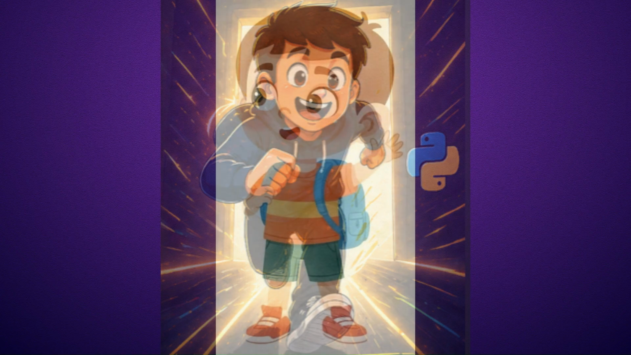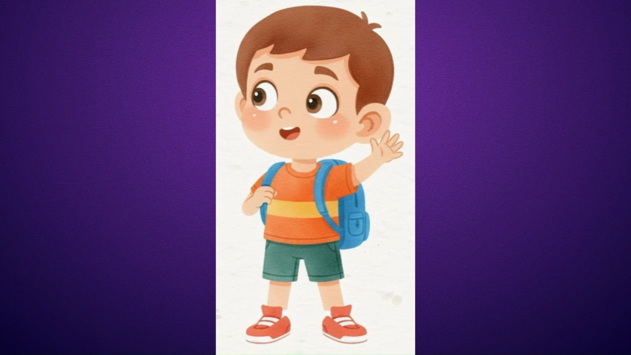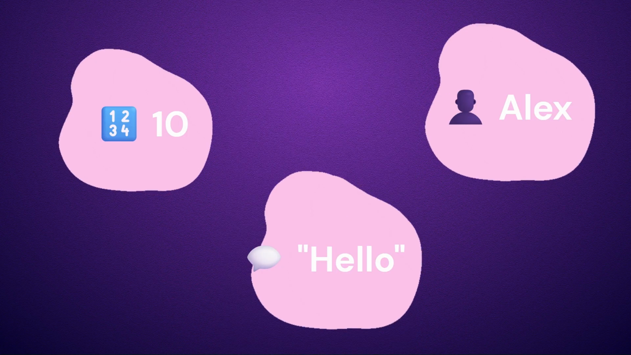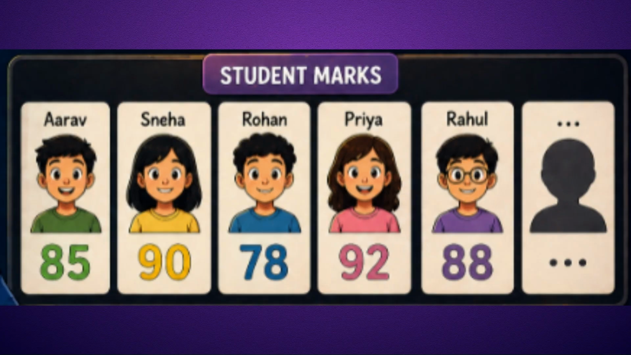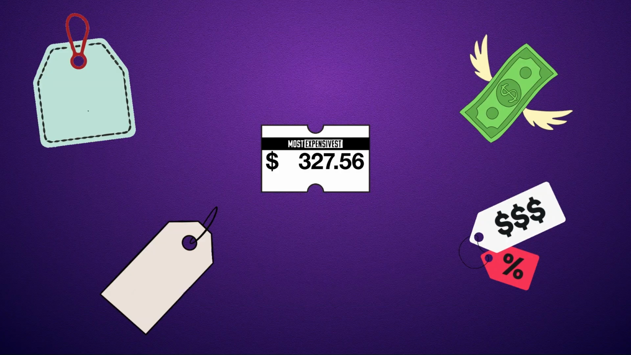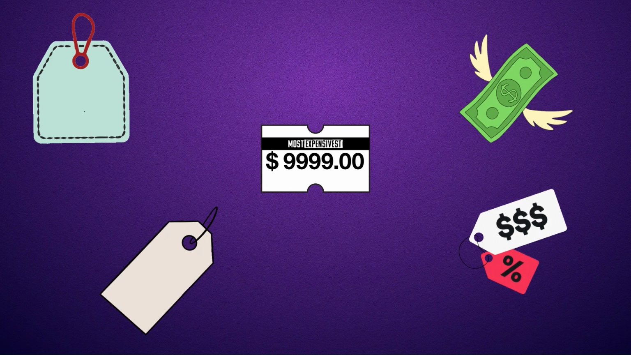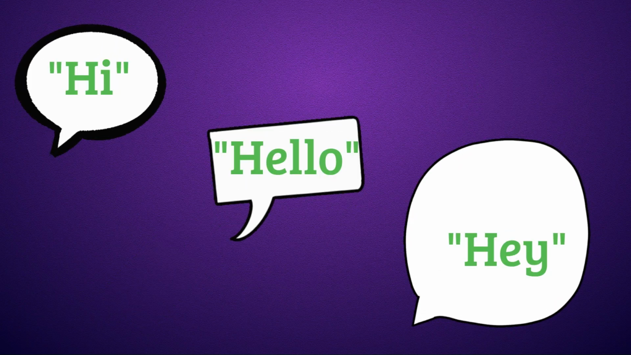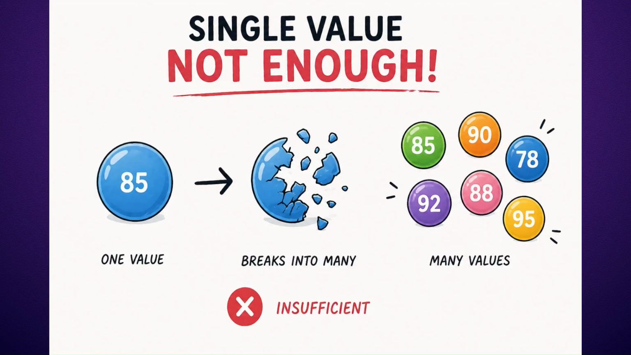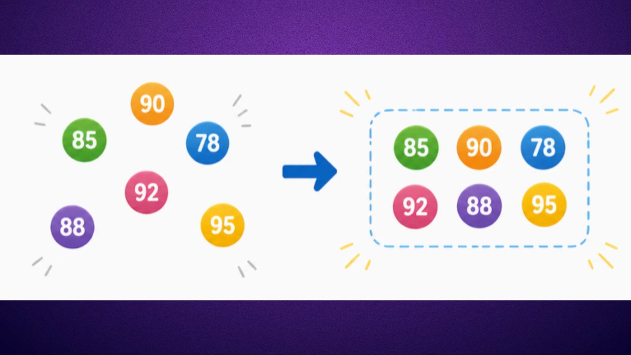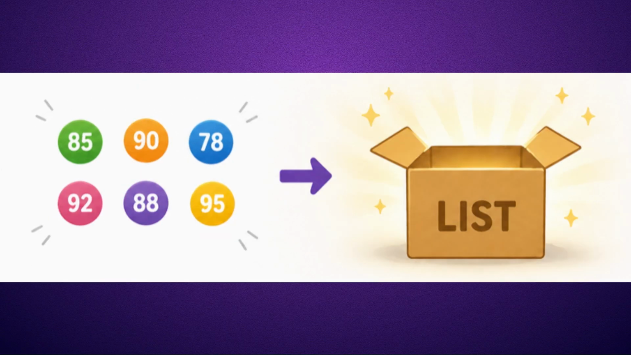So let's begin. Meet Alex again. Alex knows how to store one number, one name, one message. But now Alex is thinking bigger. He wants to store marks of many students, prices of many products, messages from many users. Alex realizes something important. Storing a single value is not enough anymore. He needs a collection. This is where list comes into the picture.